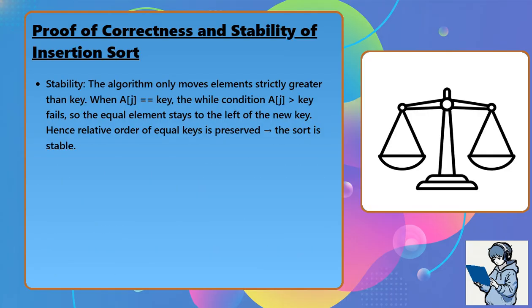Stability: the algorithm only moves elements strictly greater than key. When a sub j equals key, the while condition a sub j greater than key fails, so the equal element stays to the left of the new key. Hence, the relative order of equal keys is preserved, and the sort is stable.